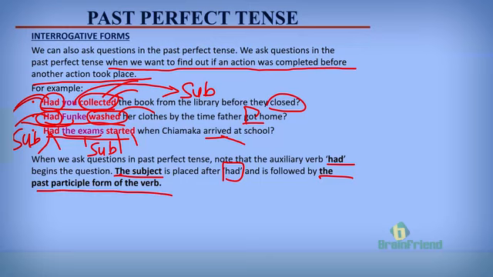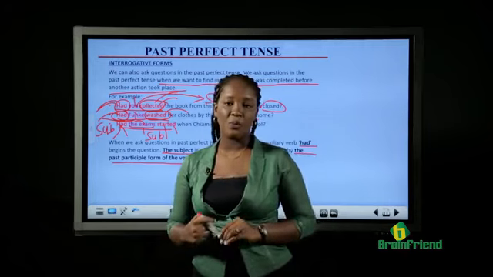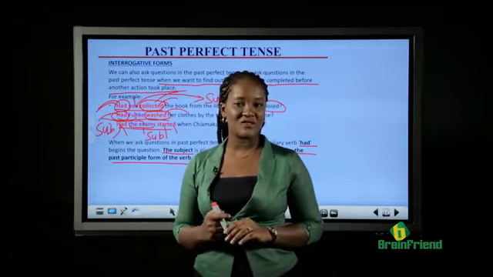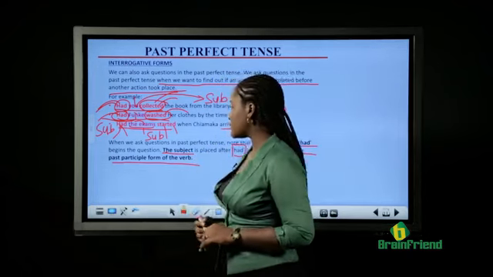After you begin the question with the auxiliary verb had, next thing you have is a subject. As we have here, the subject is you, here the subject is Funke, and here the subject is the exam. And just after the subject, we have the past participle form of the verb. So this is how we make interrogative sentences in the past perfect tense.